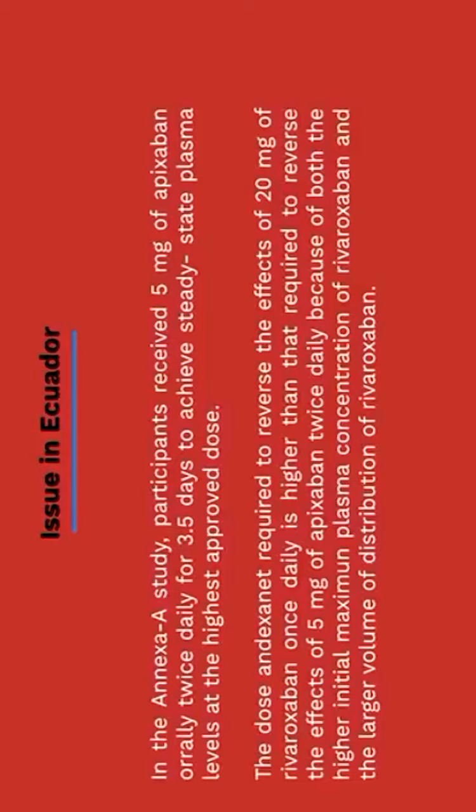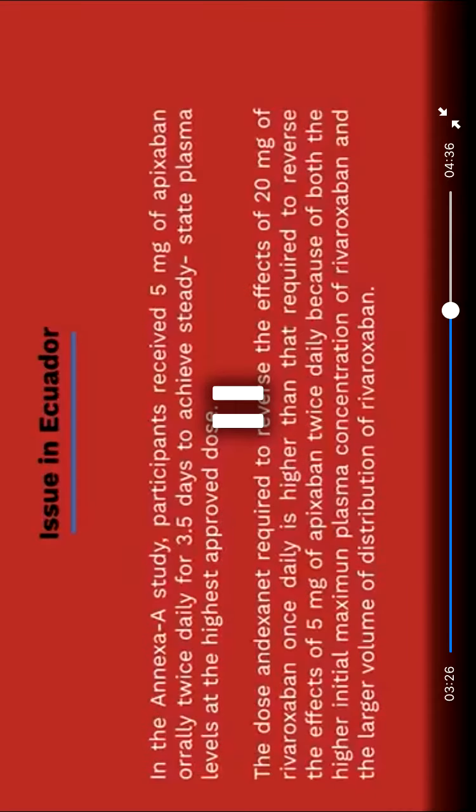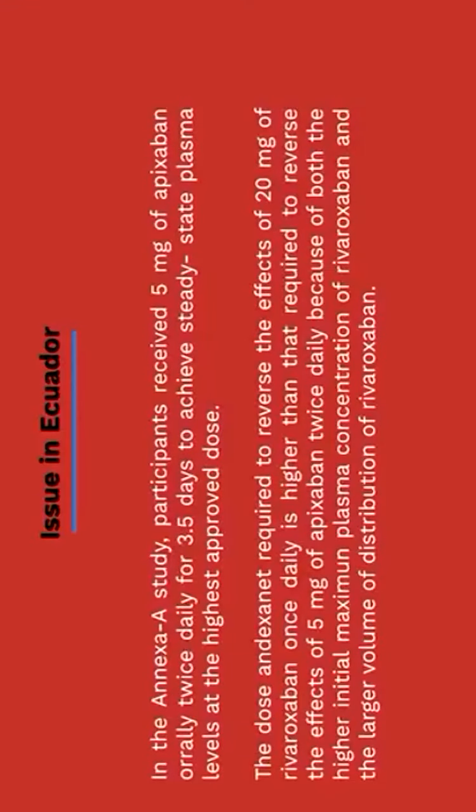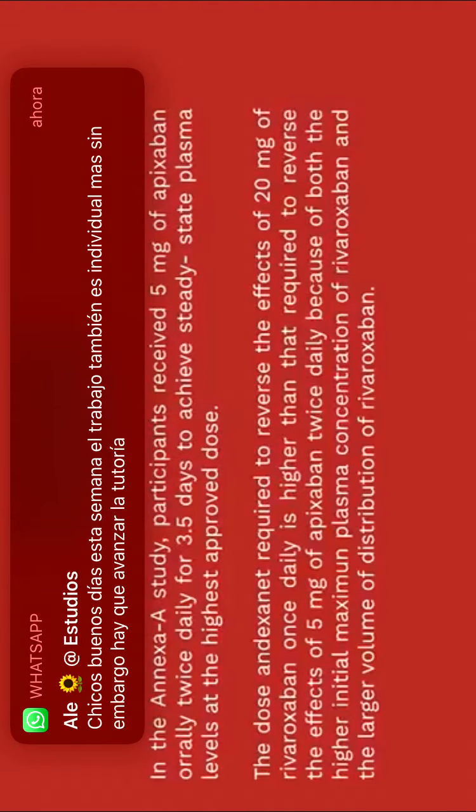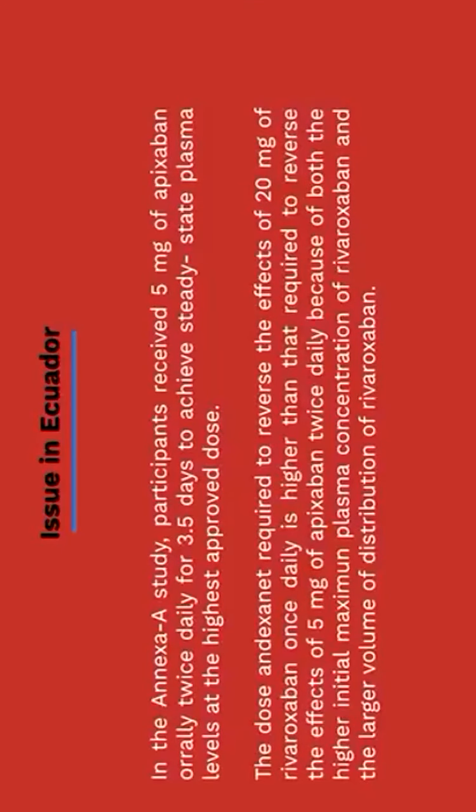The dose of andexanet required to reverse the effects of 20 mg of rivaroxaban once daily is less than that required to reverse the effects of 5 mg of apixaban twice daily, because of the initial maximum plasma concentration of rivaroxaban and the larger volume of distribution of rivaroxaban.